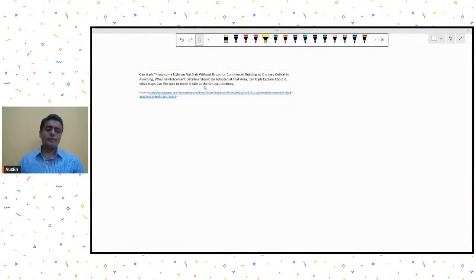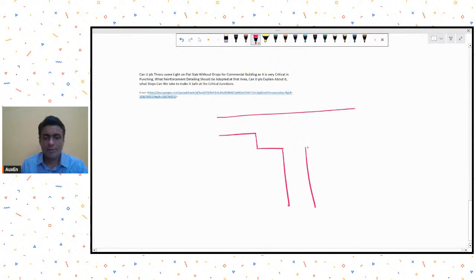So I'll just share my screen. Has any one of you in the live audience, those who are over here, designed flat slabs with punching reinforcement? If I have a flat slab and let's say I have a drop, you all understand about punching reinforcement? Okay. Yes. Has anyone done it?